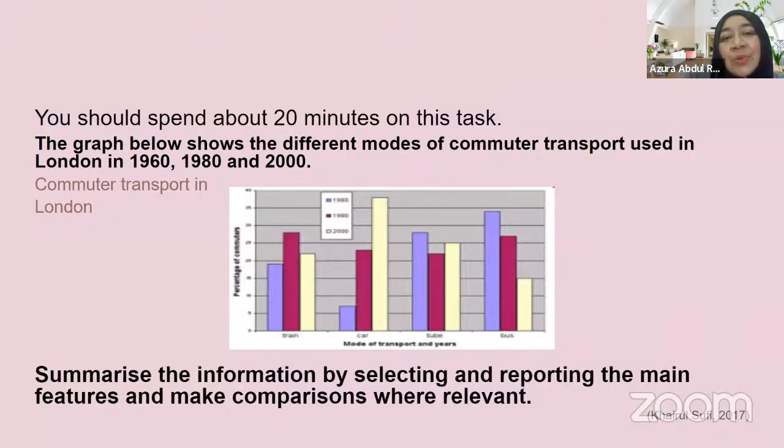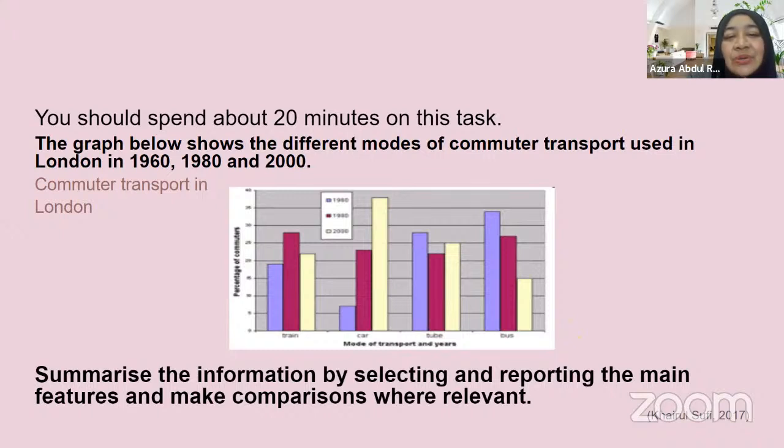So in your task one, you should only spend 20 minutes. You shouldn't spend more time than that, all right? Because you're only going to write something very minimal, okay? 150 words, I guess not much. So you should spend about 20 minutes on this task.